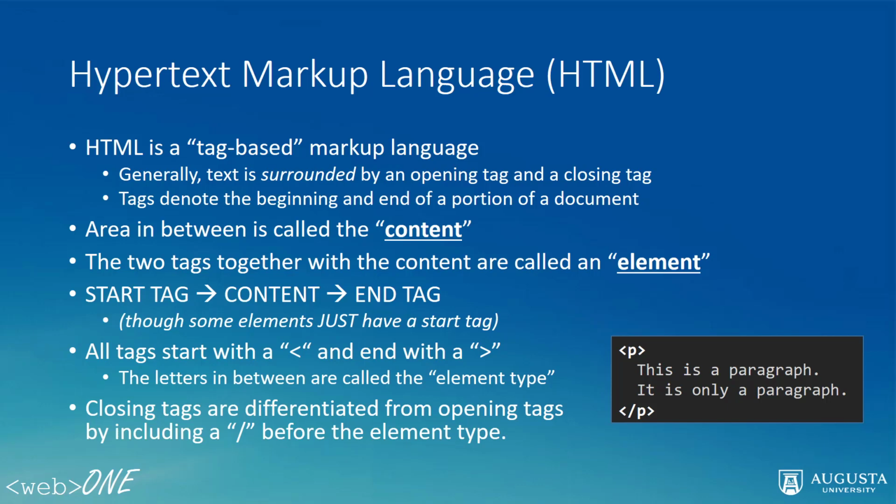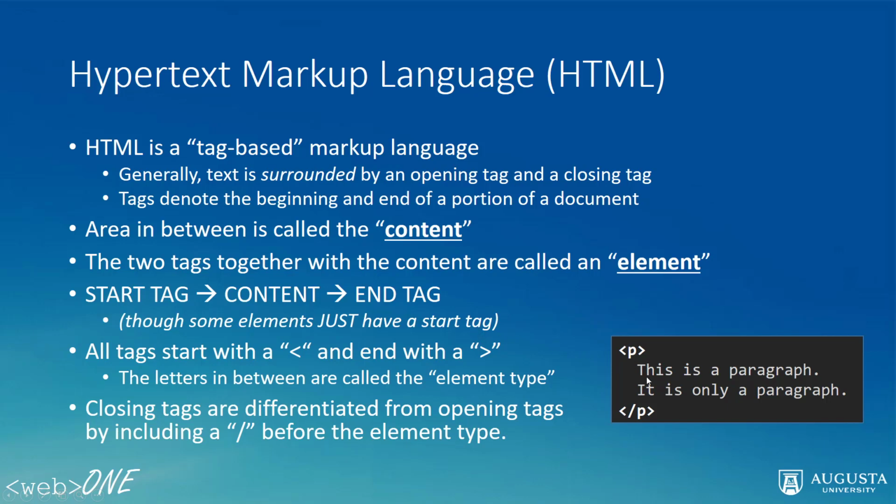That means we have some text surrounded by some tags. Tags denote the beginning and end of a portion of a document. The area in between is called the content. Here you see an element. The element type is P. This is the start tag and this is the end tag. Whatever you see in between is called the content of the element.